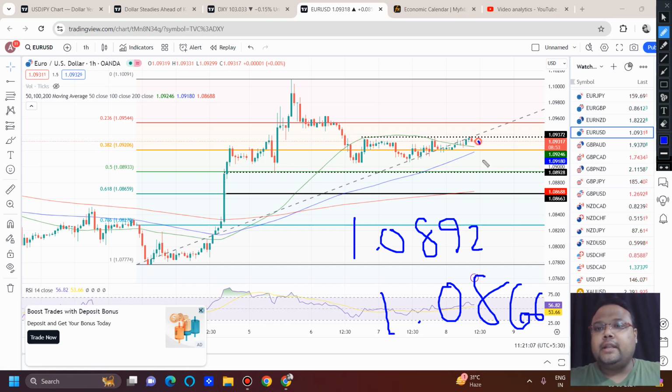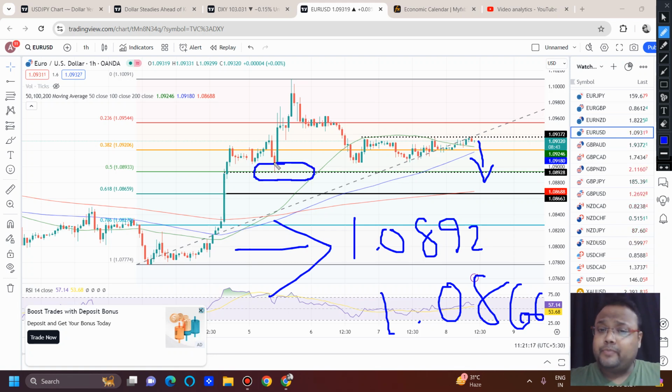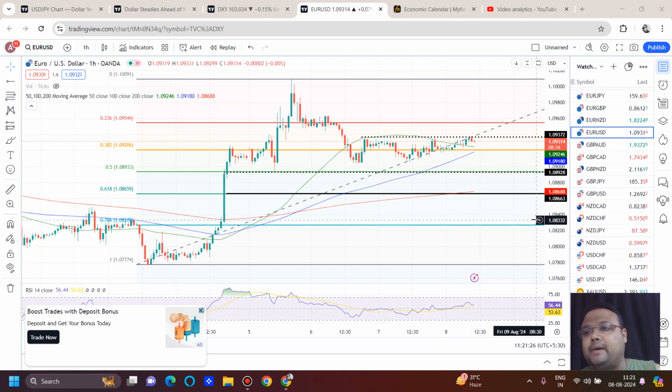Okay, so during the day, if you see the market goes down, you can expect 1.0892 to be the first support. Why? Because of the Fibo 50% retracement level, and the market has taken support around this level earlier. The second support is at 1.0866. So these levels are still very much present and we can expect a good bounce.